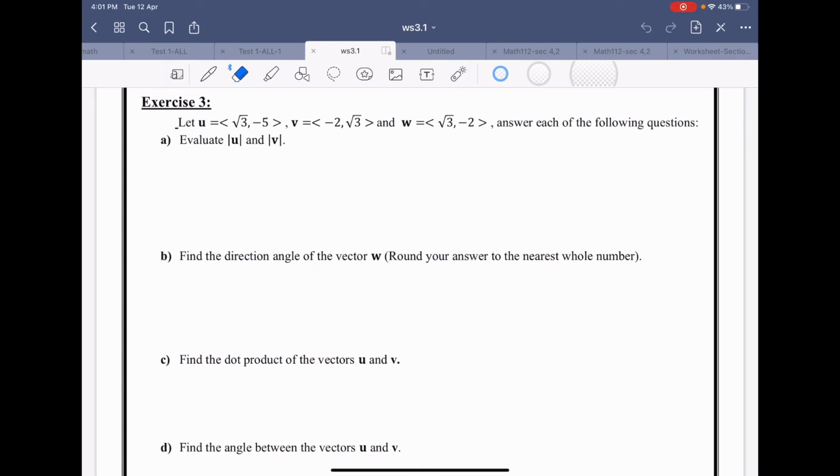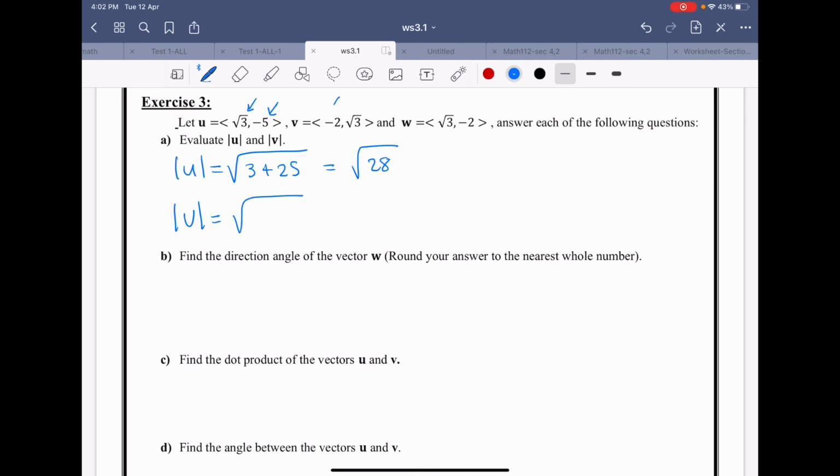Evaluate the magnitude of U and the magnitude of V. To find the magnitude of U, we know that it is the square root of x squared, which is 3, plus y squared, which is 25. So this would be the square root of 28. And the magnitude of V is the square root of x squared, which is 4, plus this square, which is 3. So the answer is the square root of 7.